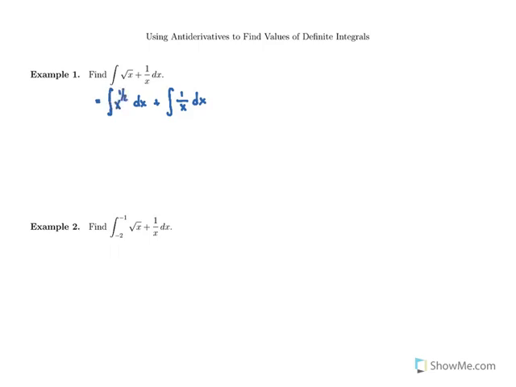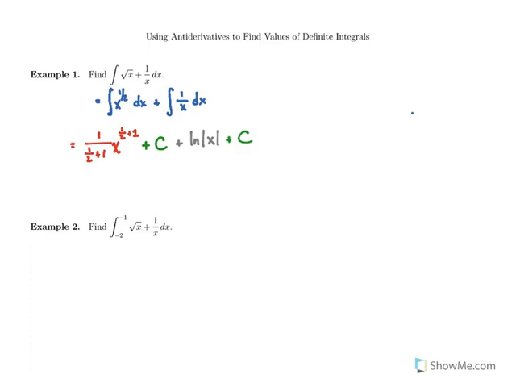So the reverse power rule, because I have x to some power, says that I'm going to increase the power by 1, and I'm going to divide by that new power, multiply by 1 over that thing. And I should have a plus c here. That's the antiderivative there. And the antiderivative of 1 over x is natural log of absolute value of x. And again, I'm going to do plus c.